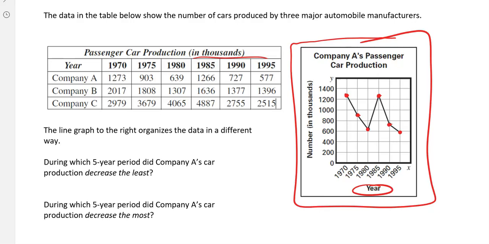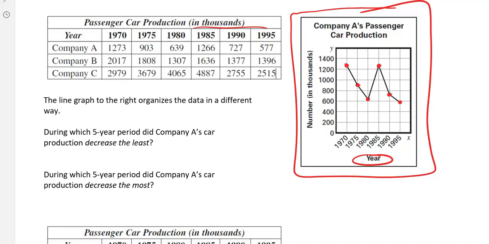Now we can use this information to answer some questions. So let's take a look at that. During which 5-year period did Company A's car production decrease the least? That means it went down, right? When did it decrease the least? In a 5-year period. Well, these are each 5-year periods: 1970, 1975, 1980, 1985.